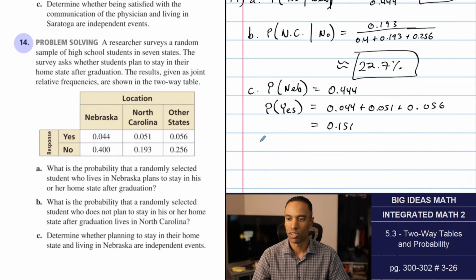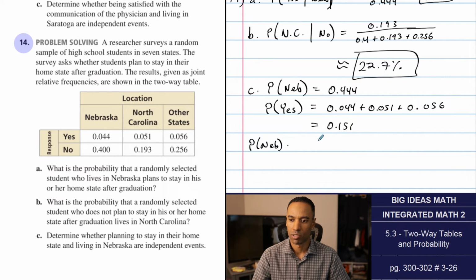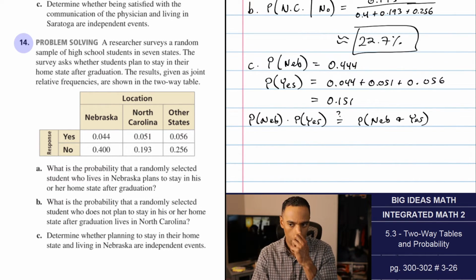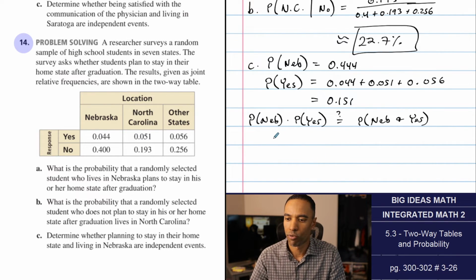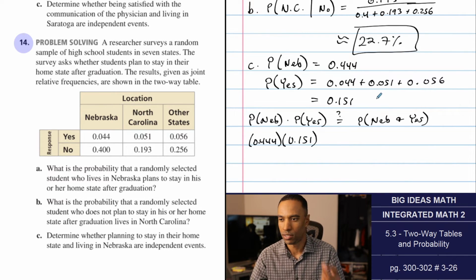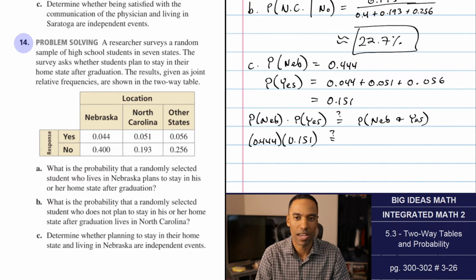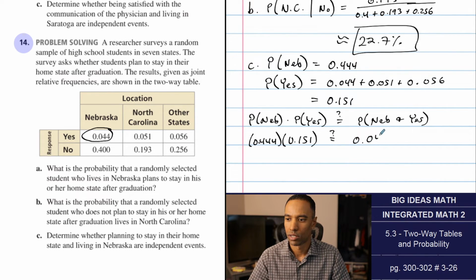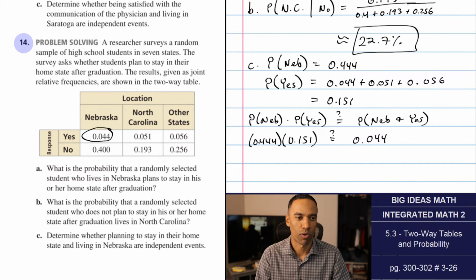We still got to do a calculation after. So probability of Nebraska times, I guess I'm writing this in a different order than I did before, times probability of yes. Let's see if that's the same as probability of Nebraska and yes. Let's see how those ones compare. So we have to do 0.444 times 0.151. I think that's how that adds up. And let's see if that's equal to, what's probability of Nebraska and yes, that's 0.044. So 0.444 times 0.151.